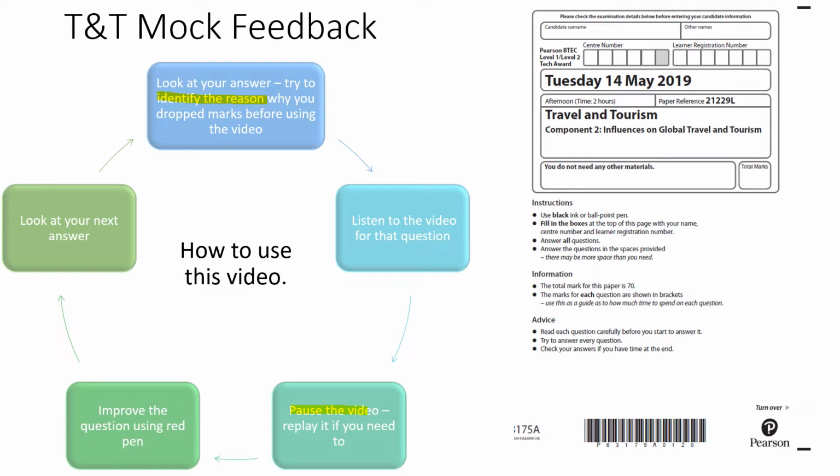Once you've paused it, think about how you're going to answer the question, replay it if you need to, and once you're clear in your head how you're going to improve the answer, then use your red pen to improve it. Once you've improved that question, then before you play the video, look at the next question, see if you've got full marks on that one, see if you understand what you've done, and then repeat the process.